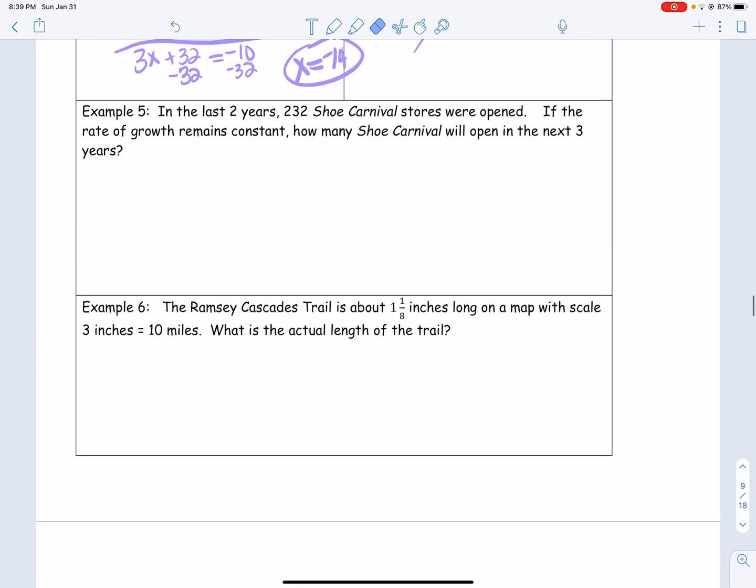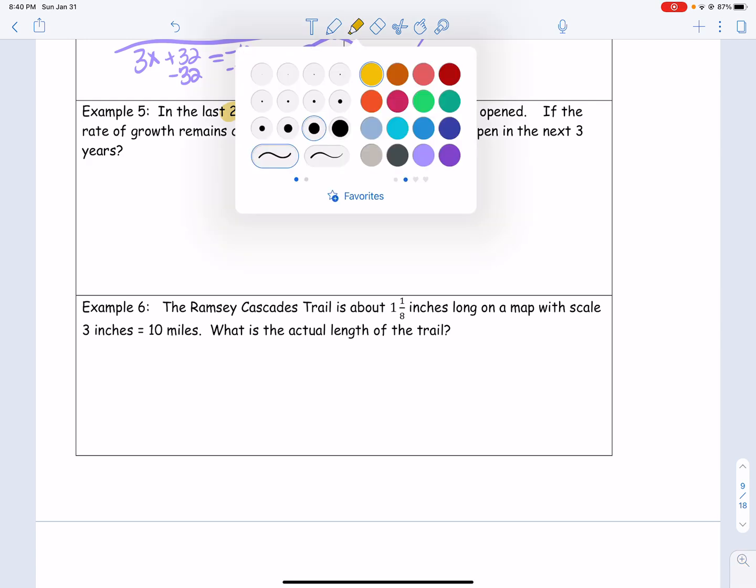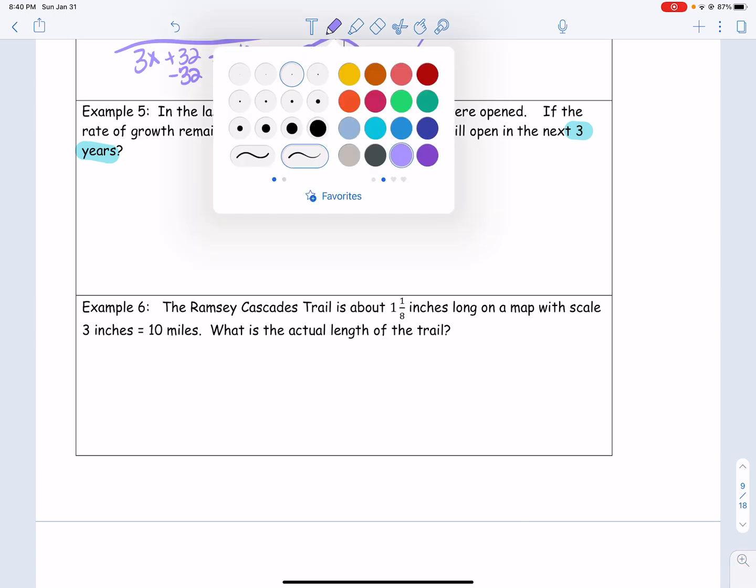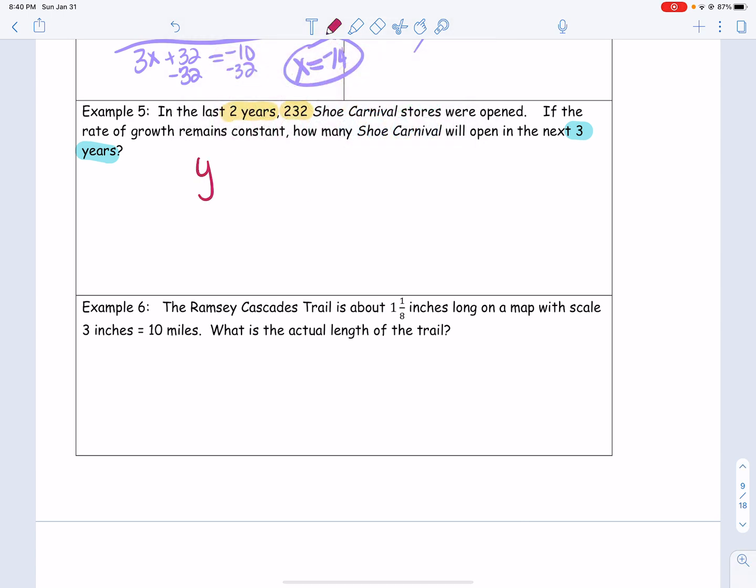So I'm going to just kind of use the highlighter here. In the last 2 years, there were 232 shoe carnivals. Then it says, if the rate of growth remains constant, how many shoe carnivals will open in the next 3 years? So I would write this stuff in words. If you write it in words, it makes a lot more sense. I'm comparing their years to the number of shoe carnivals, right? So if I look at the first one, 2 years gave me 232 shoe carnivals.